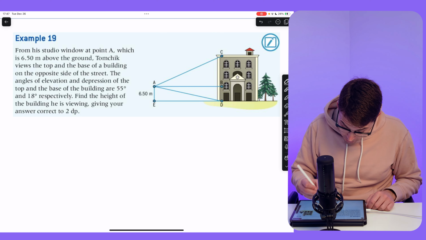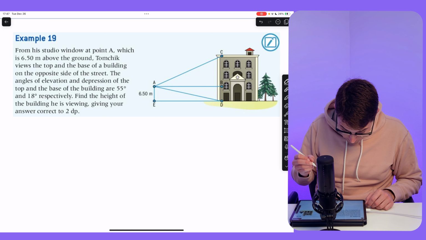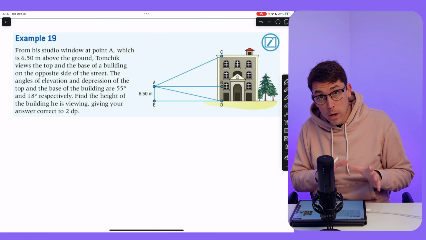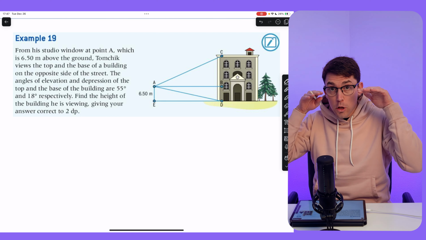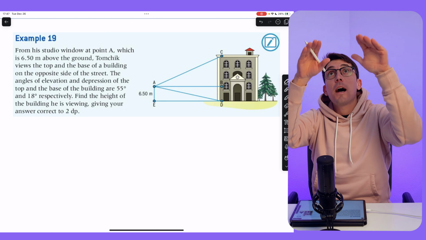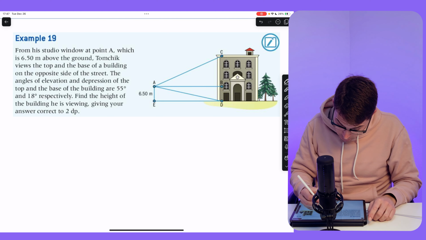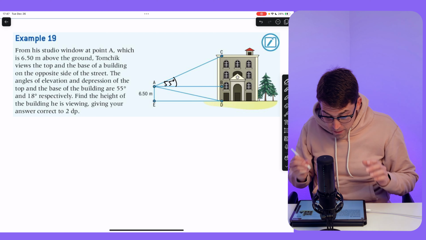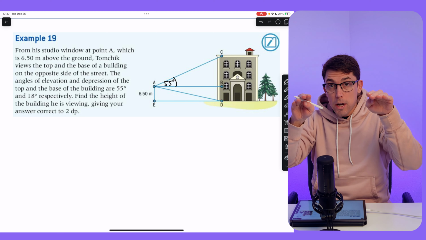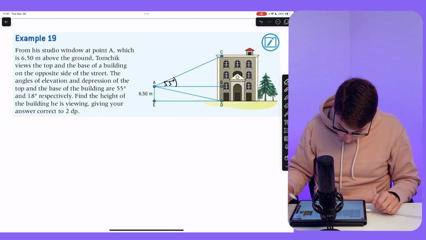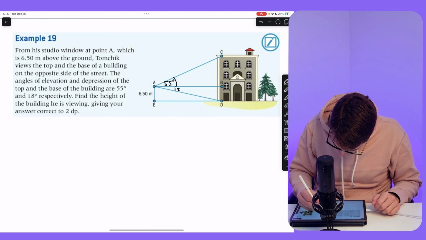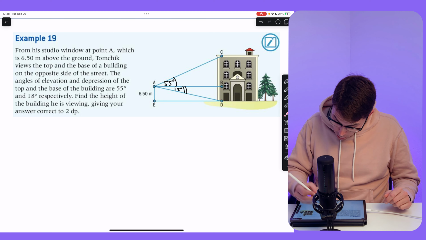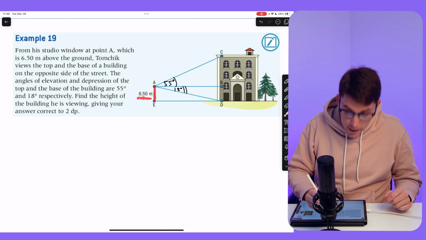Now, we know that the angle of elevation is 55 degrees. So what does that mean? So remember that this person is at point A, 6.5 meters above the ground. So if they're looking straight and then up to the top of the building, that's our angle of elevation, which in this case is 55 degrees. And then the angle of depression, meaning when he's looking straight and then going down to the corner of the building right there, is going to be 18 degrees. 18 degrees right there.